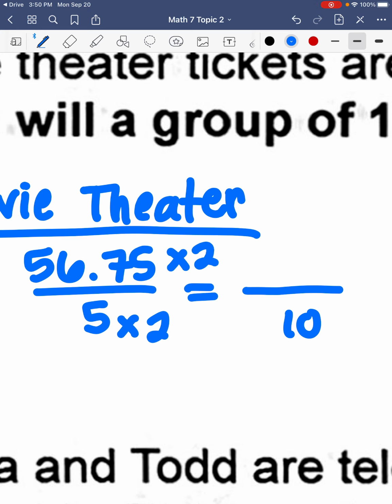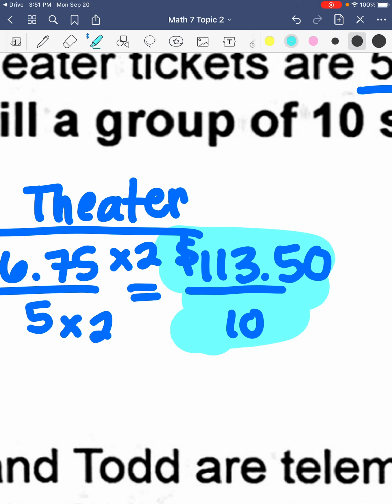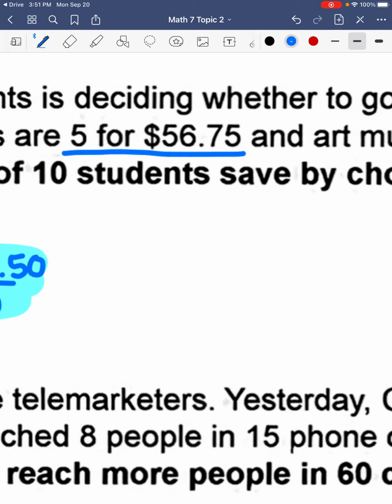So in my calculator, I type 56.75 times 2, and I get 113.5. But because we're talking about money, I know it's $113.50. Okay, remember, this one is talking about money. So 10 students can go to the movie theater for $113.50. Now let's talk about the art museum.